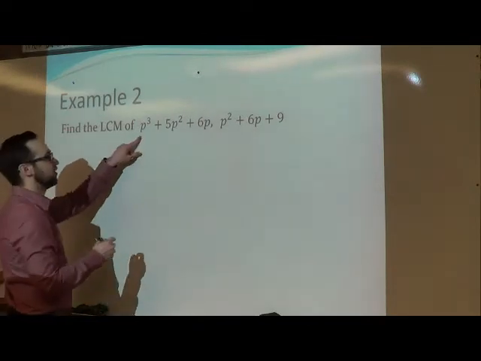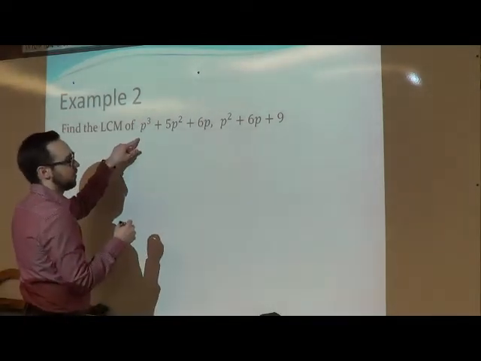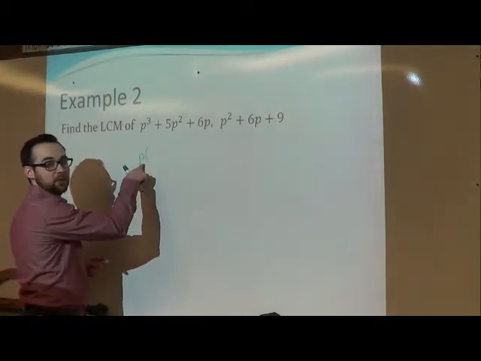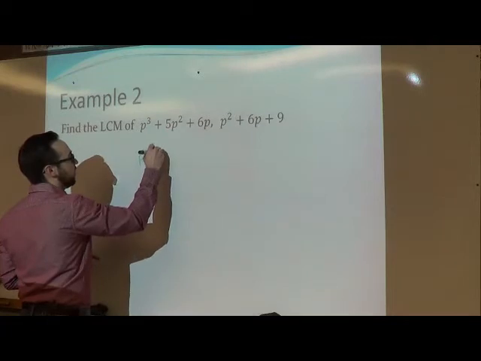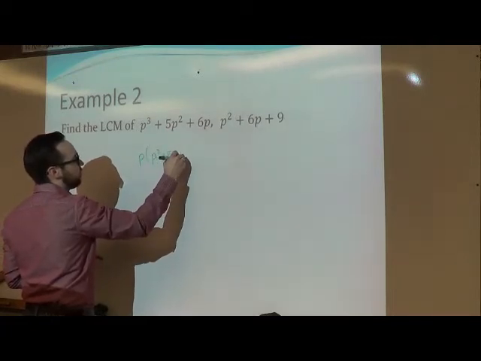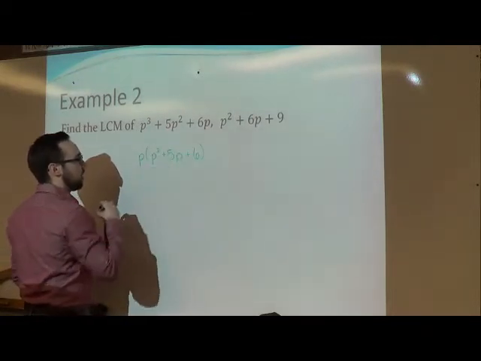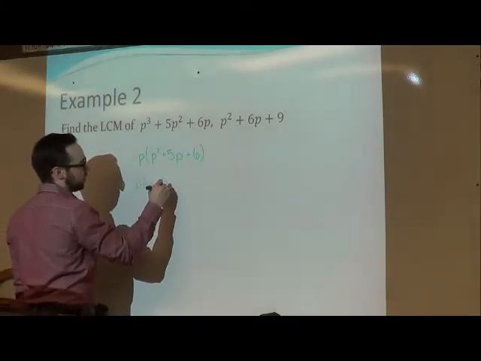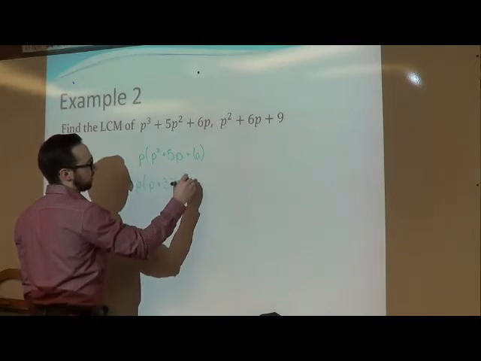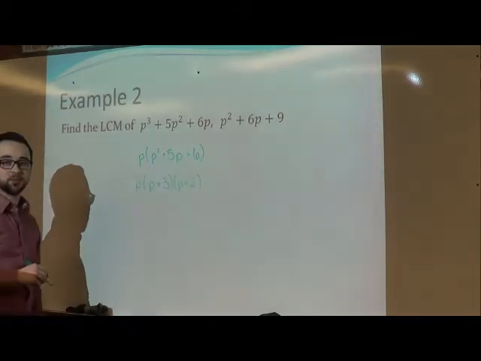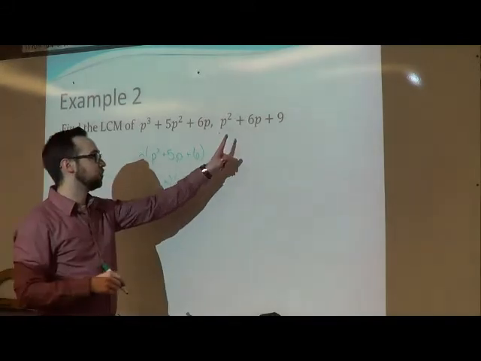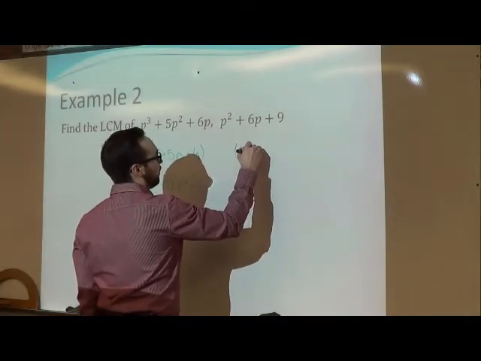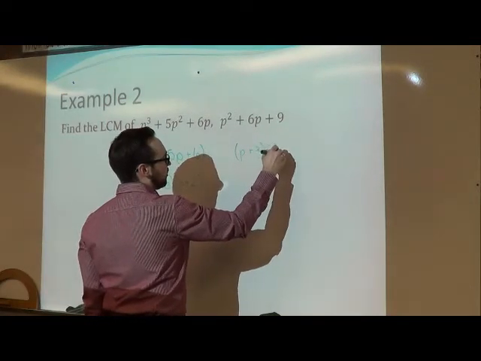So I'm going to start by factoring p cubed plus 5p squared plus 6p. We can start by pulling out the GCF, the greatest common factor, and we're left with p squared plus 5p plus 6. How does that factor? It's going to be p plus 3 times p plus 2. So that's our factorization. Now let's factor p squared plus 6p plus 9. So then we have p plus 3 times p plus 3.